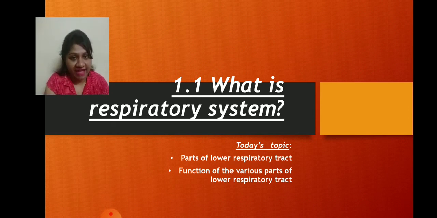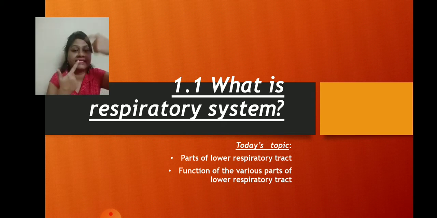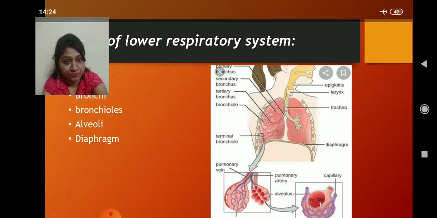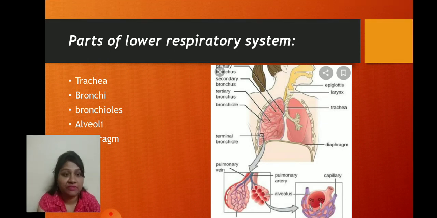So, respiratory tract divides into two, upper and lower. The upper respiratory tract, the components here are mouth, this is the nose, inside is the nasal cavity, then pharynx and larynx. Okay. So, today's topic will be the parts of lower respiratory system and function of various parts of the lower respiratory system. So, you just have a look on this.